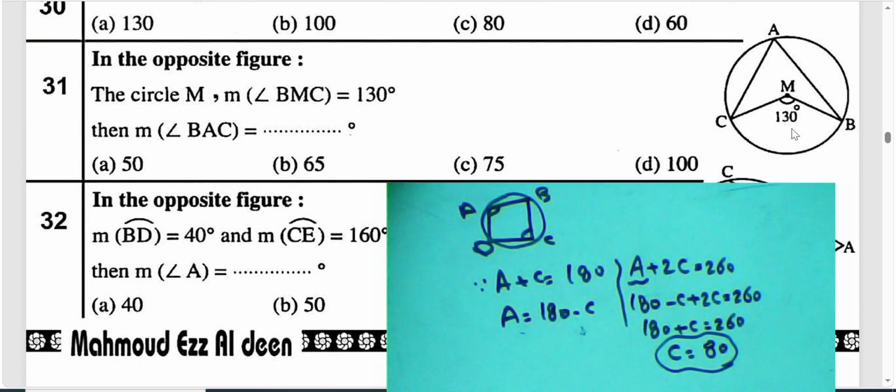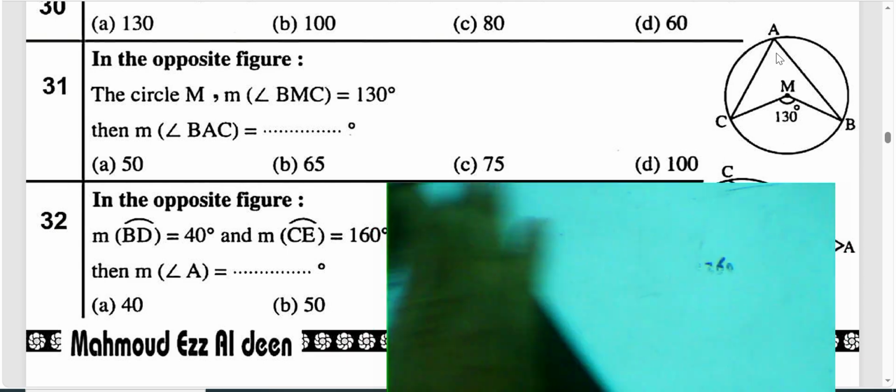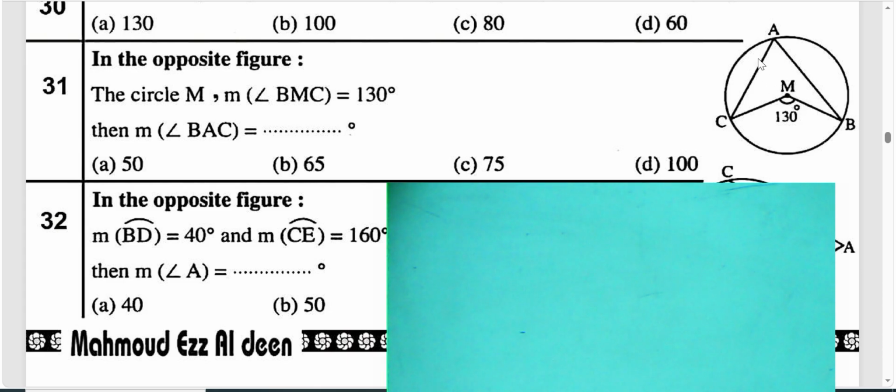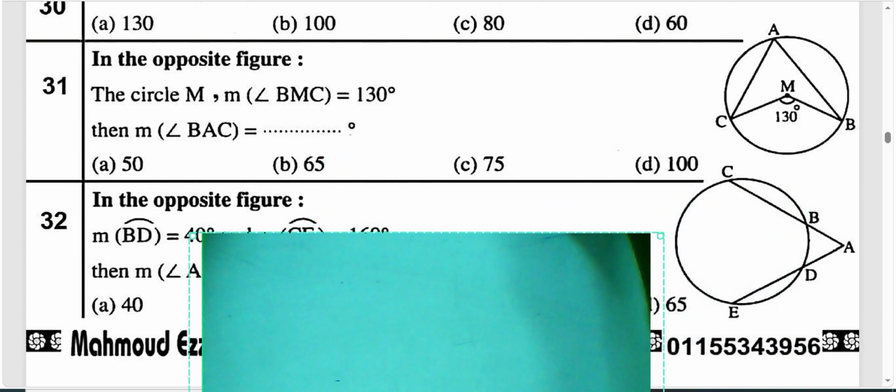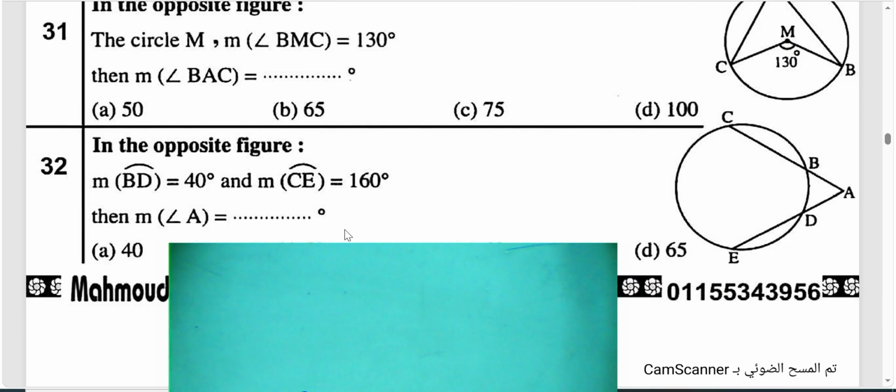Look here, we have a circle like this. You want to find the measure of angle BAC, an inscribed angle, with the central angle given. The measure of the inscribed angle BAC is half of the central angle, so it will be 65 degrees. Choose letter B. Next question.